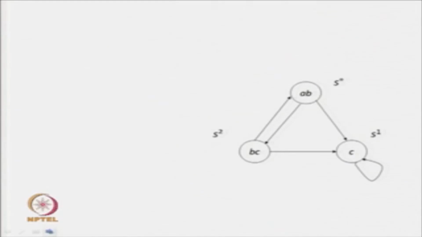Now, come back to this transition diagram. It is a finite state transition diagram, because we have the set of states S. What are these particular states?